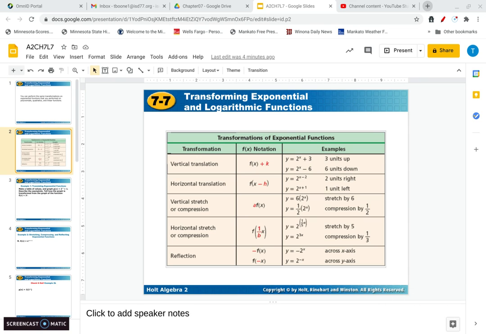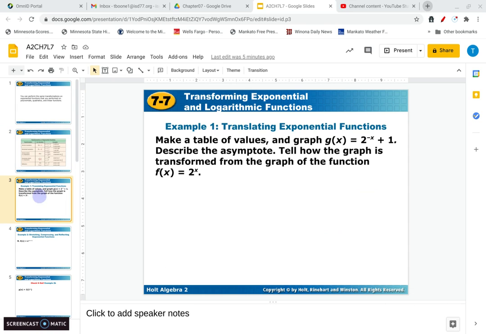Now, once again, for reflections, remember that if it's a negative out front, it's going to reflect across the x. If the negative is in the exponent, it's going to reflect across the y. Now, again, you always have the ability in Desmos to graph the original function and the transformed one, and a lot of times you can see what happens. So let's try a few of these.